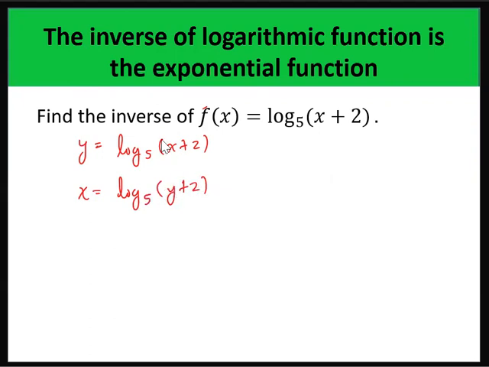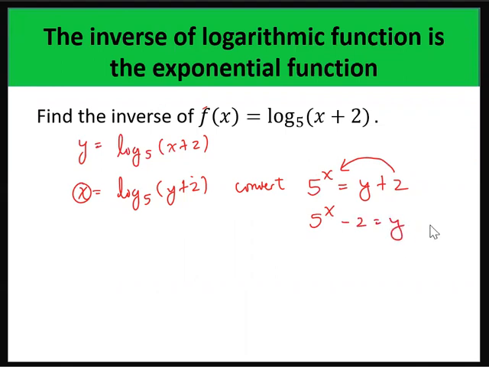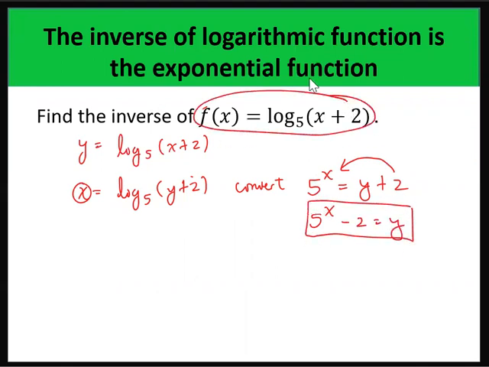So solving for y, we have to convert this to exponential form. So we write it as the base 5 raised to x equals the parameter, which is y plus 2. And then solving for y, we need to transpose positive 2 to the other side. So we write 5 to the x minus 2 is equal to y. So this is the inverse of this logarithmic function.